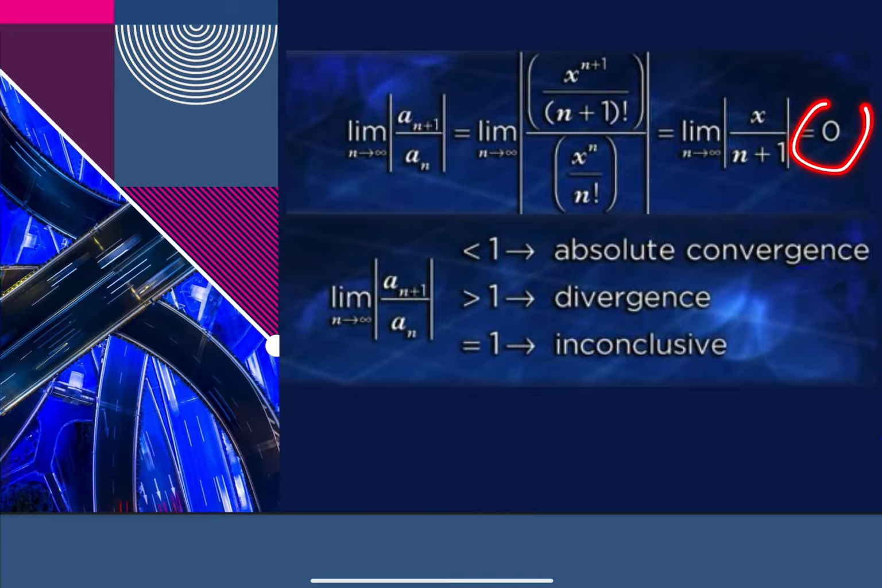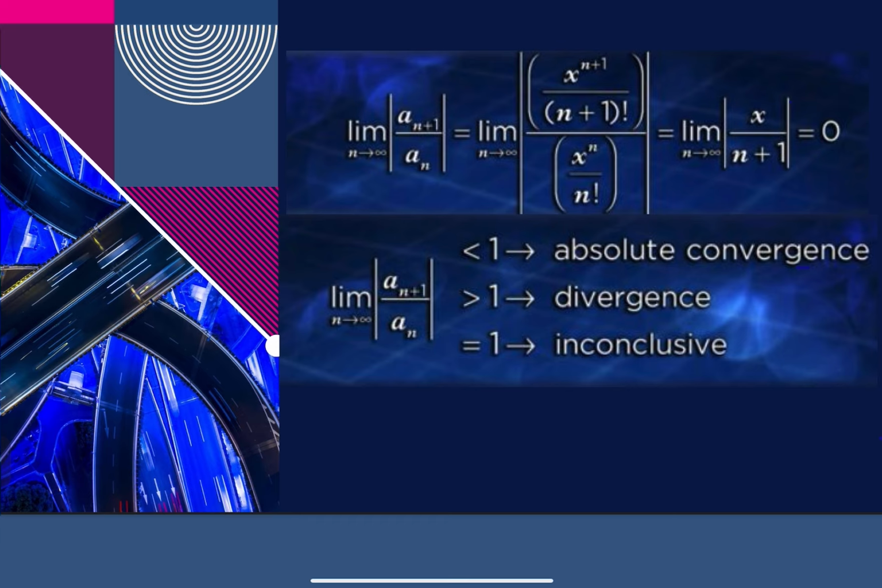Because again, x here is a constant. It's the n that is going to infinity. And because that limit is 0, the ratio test says that it converges for all x.